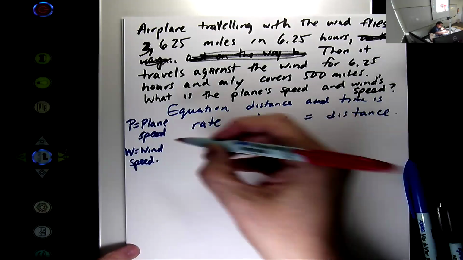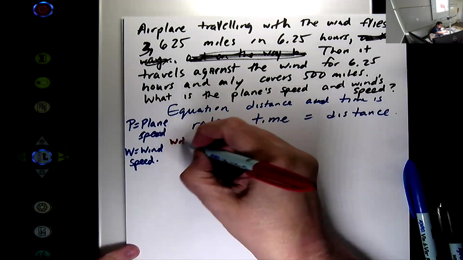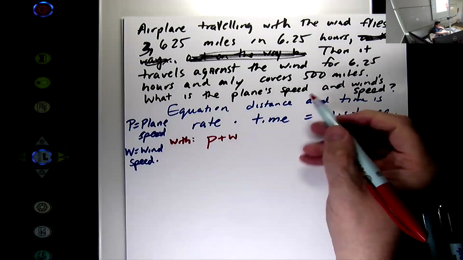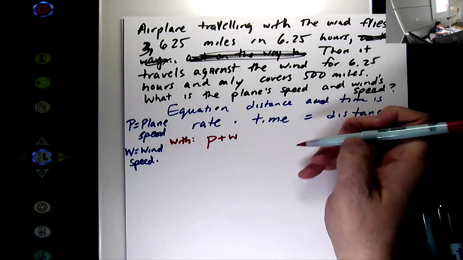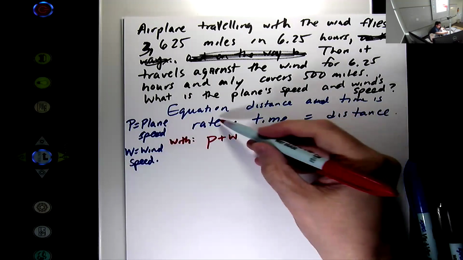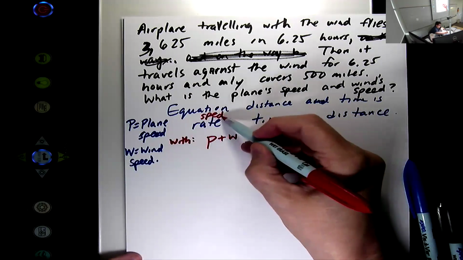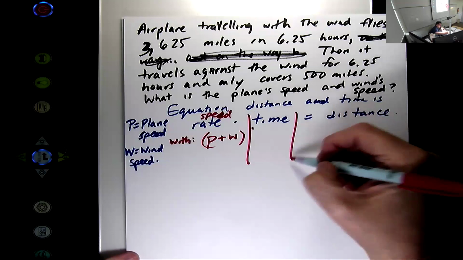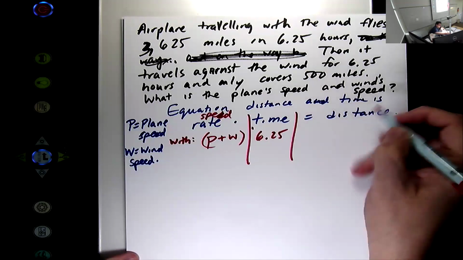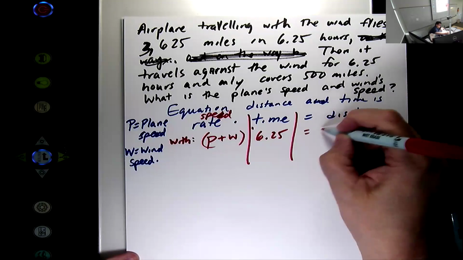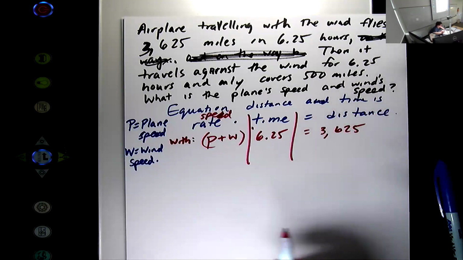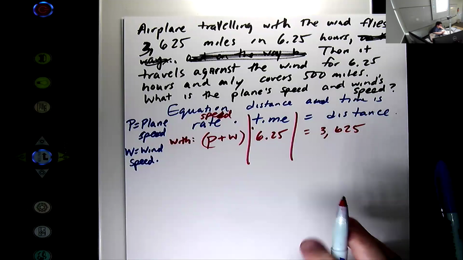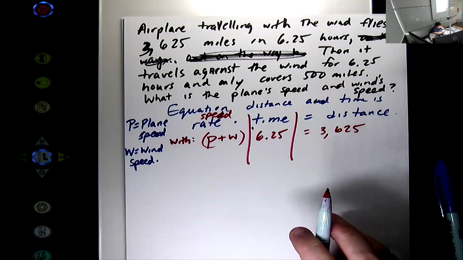So for the on the way, with the wind setup, we're going to have the plane speed plus the wind speed is the total speed that it's going, which is the rate. And the time is 6.25 hours, and the distance is 3,625. So one of them is P plus W, one of them is P minus W.